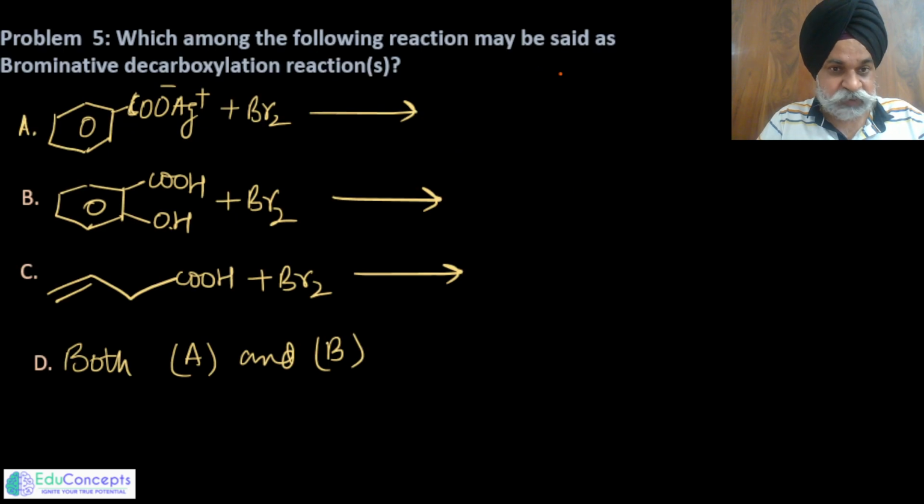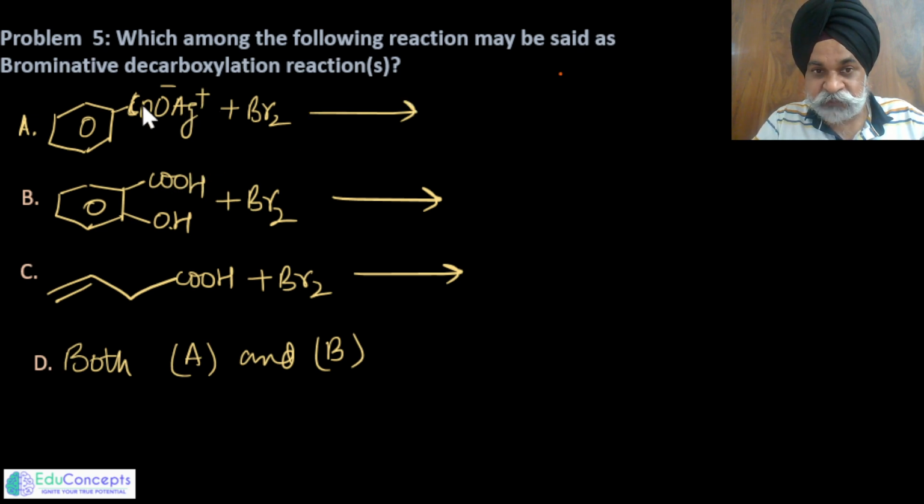Okay, so the next question, what is coming in front of us? Which of the following reactions may be said as brominative decarboxylation? Beautiful question. What do we mean by brominative decarboxylation? It means that during the reaction, as a starting material, you are adding bromine into the reaction, and along with it there is a loss of carbon dioxide. Decarboxylation means loss of carbon dioxide.